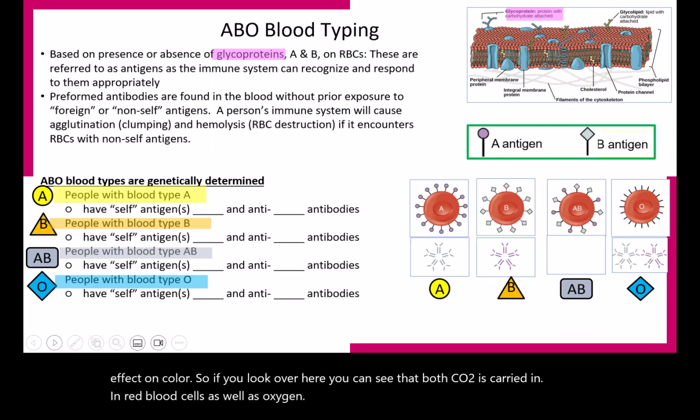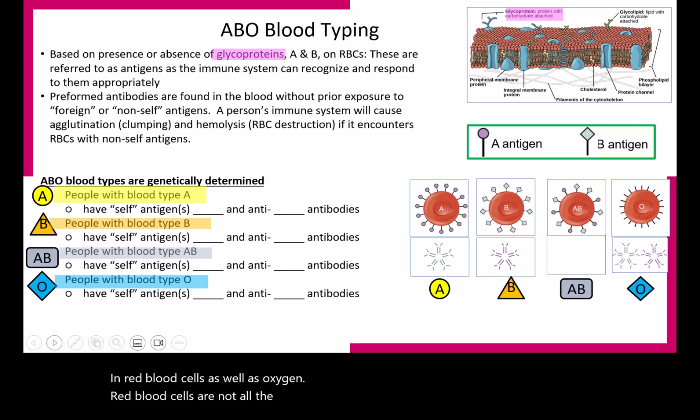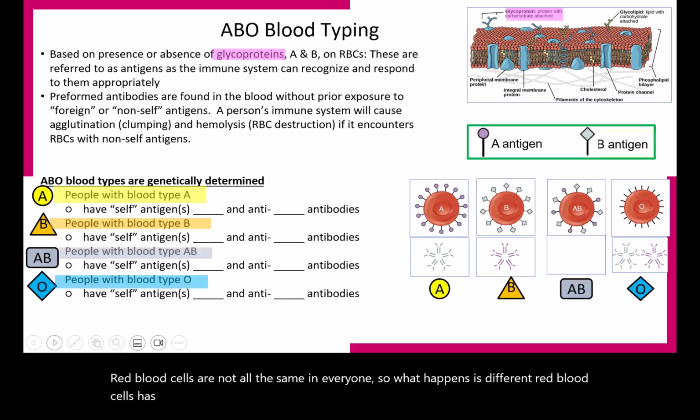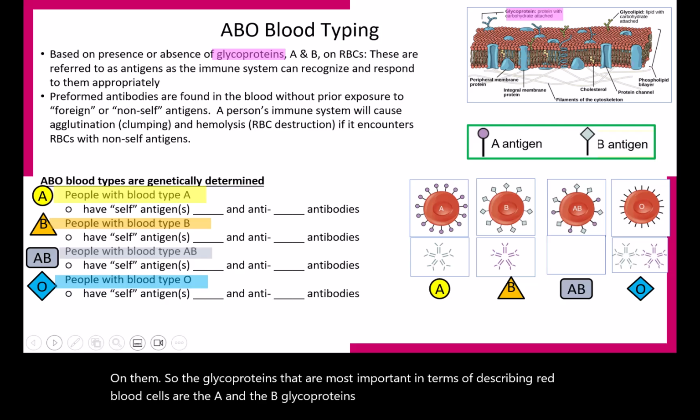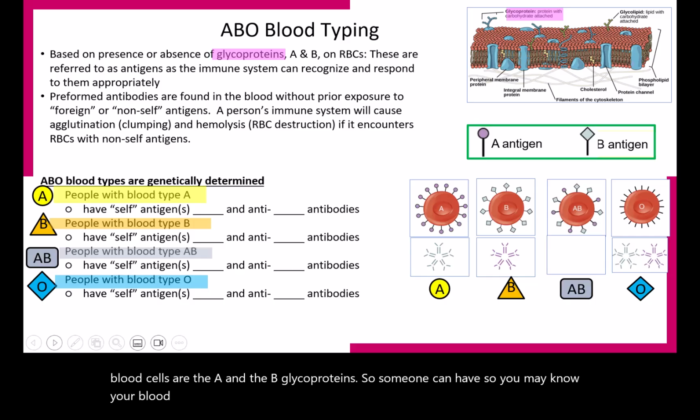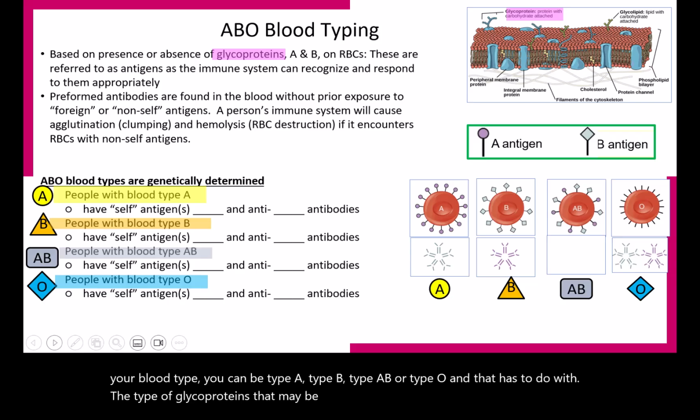Red blood cells are not all the same in everyone. Different red blood cells have different glycoproteins on them. The glycoproteins that are most important in describing red blood cells are the A and the B glycoproteins. You may know your blood type. You can be type A, type B, type AB, or type O. And that has to do with the type of glycoproteins that may be present or absent on your red blood cells.